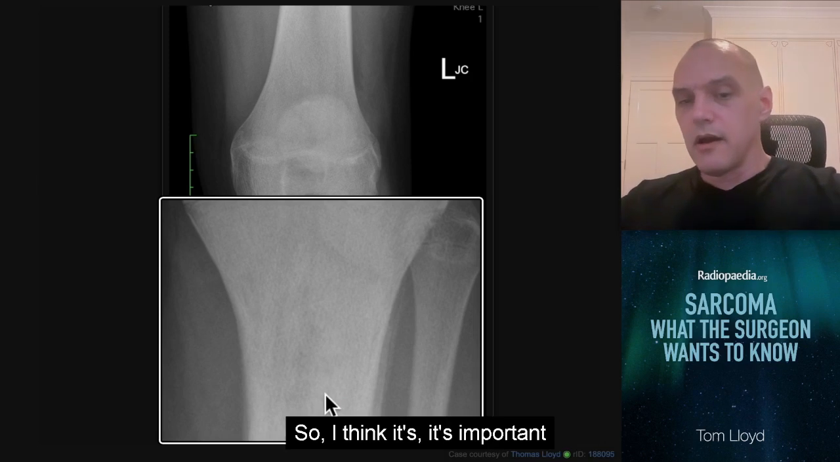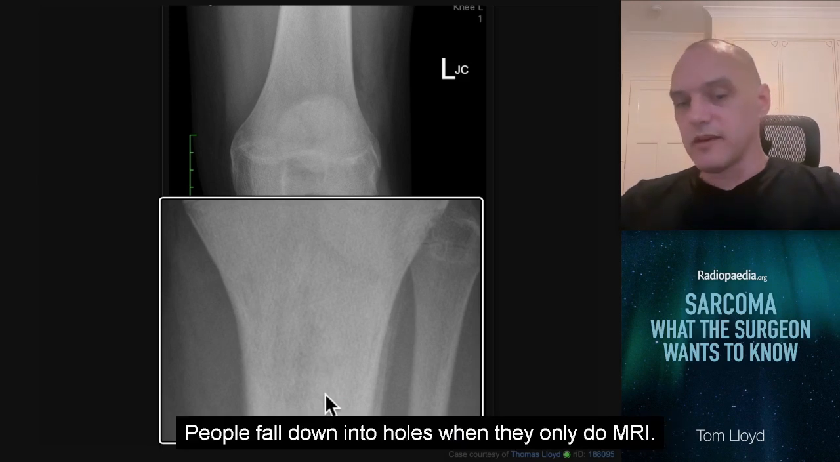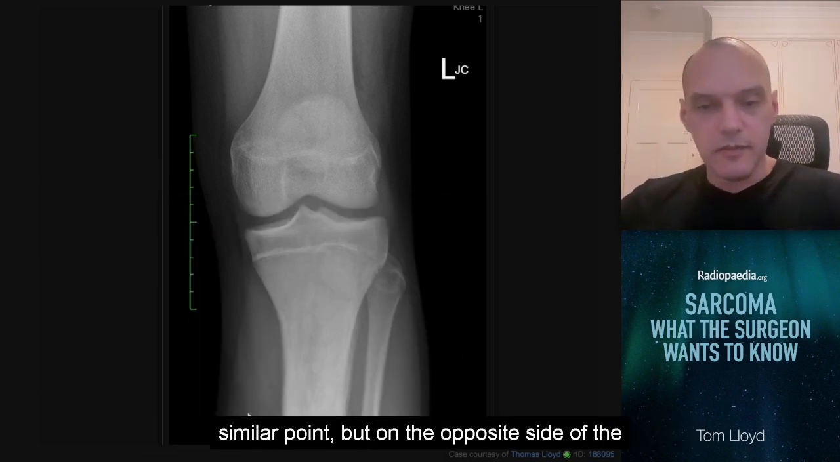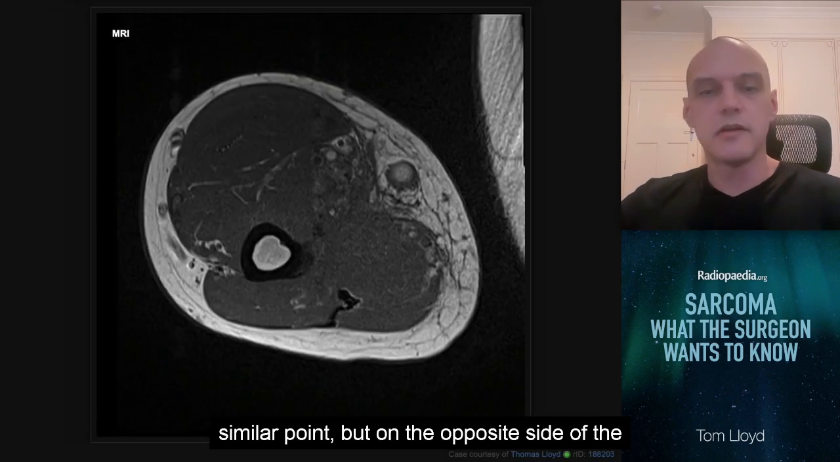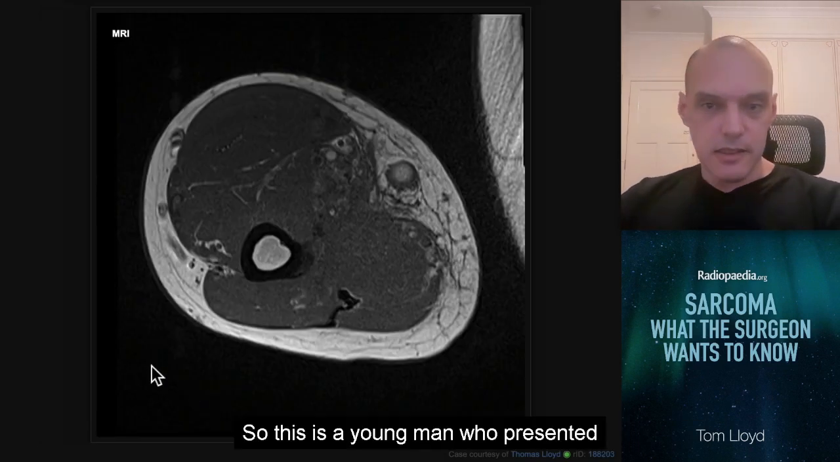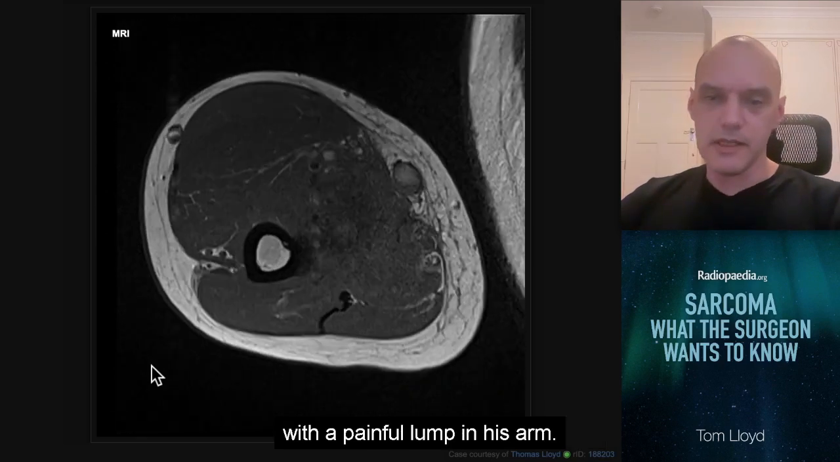So I think it's important to consider the X-ray as part of your diagnostic process. People fall down into holes when they only do MRI. Now I'm going to show you another case which illustrates a similar point, but on the opposite side of the benign malignant spectrum. So this is a young man who presented with a painful lump in his arm.